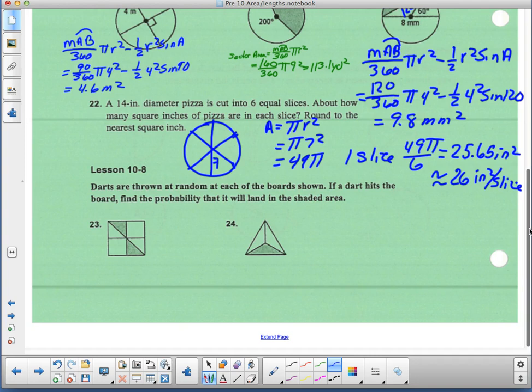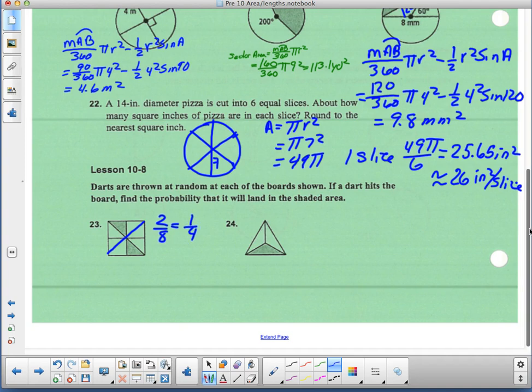Now, in this next one, darts are thrown at random at each of the boards shown. If the dart hits the board, find the probability that it will land in the shaded region. Well, you've got to figure out what's going on with our shaded regions. If I split this one up, and this one's nice to do this way because it's a square, I created 2 more slants in there with the other diagonal. So I have a total of 8 sections. 2 out of 8 are shaded here, so 1/4 is my probability.